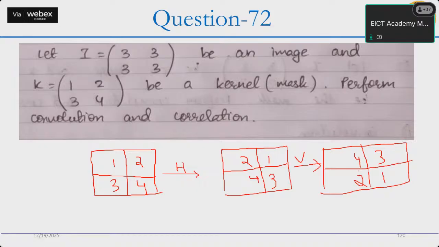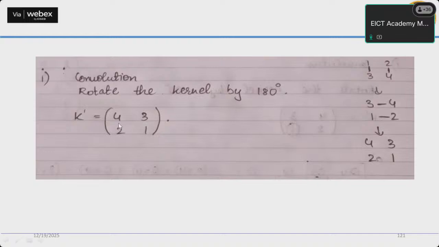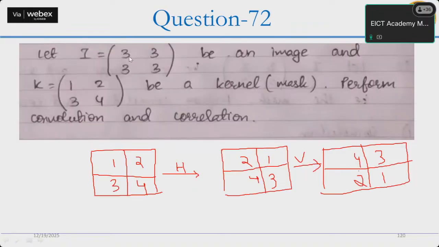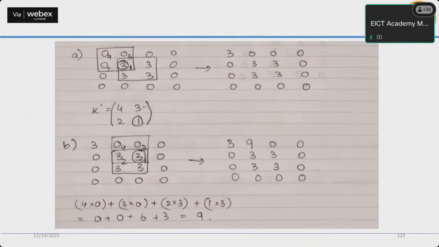And now you need to multiply it. This is the convolution, and how will you do the multiplication? You have to put this value of 4 here. 4 with the 3, 3 with the 3, and the other values will also be calculated. So it has been shown here. This is 4, 3, 2, 1. You can see here.